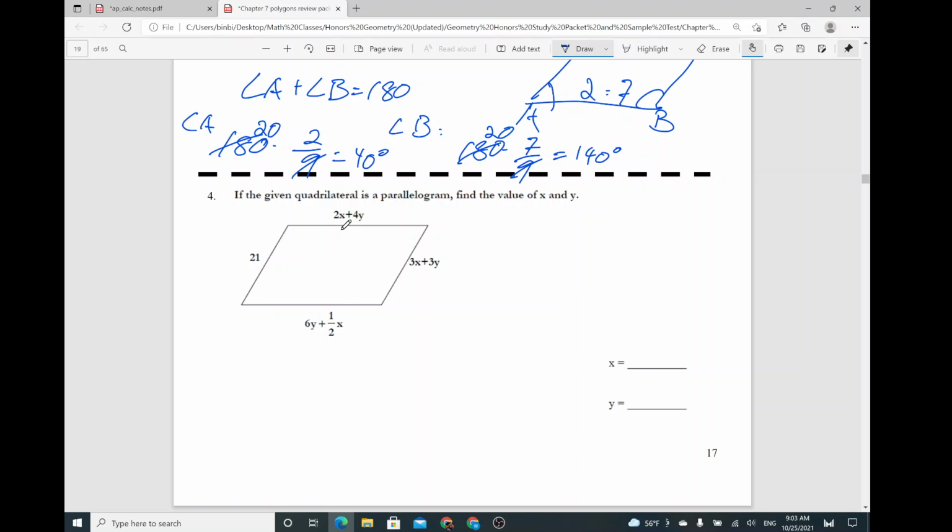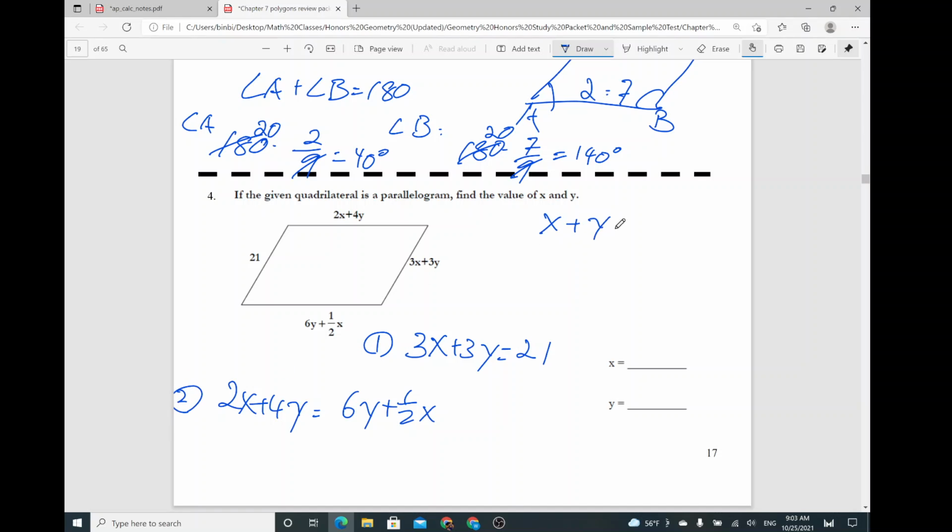Again, in other properties of a parallelogram, the opposite sides are always congruent. So 2x plus 4y equals 6y plus 1/2 x. Another thing we notice is 3x plus 3y, the other two sides right here, are congruent. For this first equation, we can simplify it a little bit. So x plus y equals 7, because I'm dividing by 3 on both sides. Let's name this the first equation.